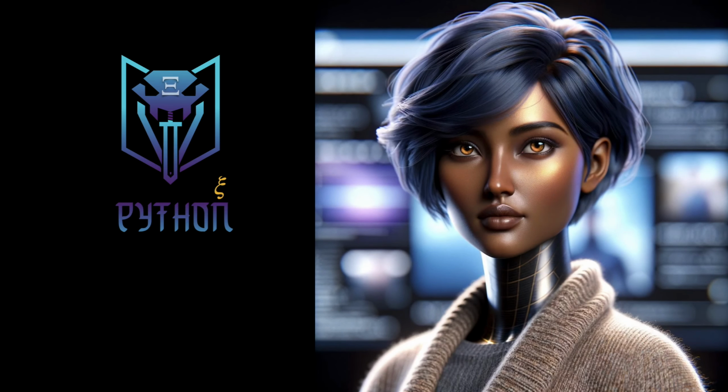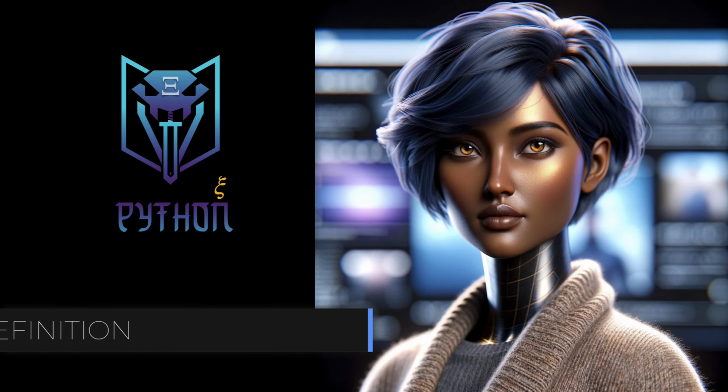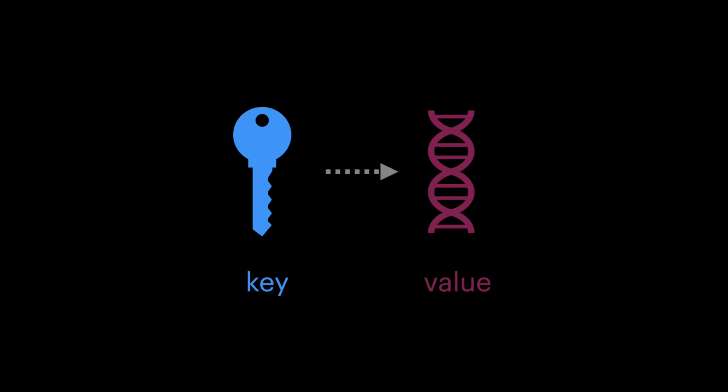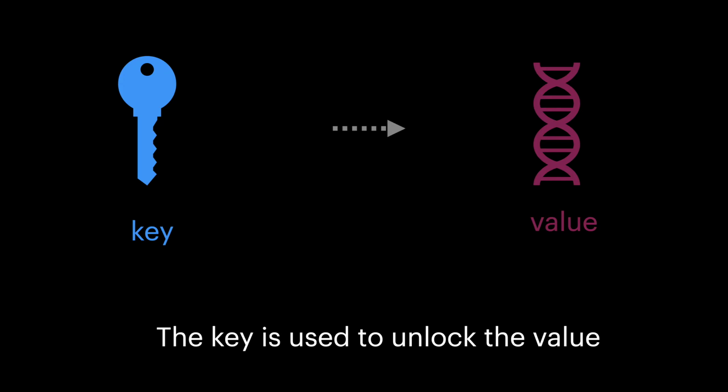Let's begin with an intuitive understanding of a Python dictionary. We will then use our intuition to state a definition. Whenever you think of a Python dictionary, think of a key-value pair. The pair always go together. The key is used to unlock or obtain the value.